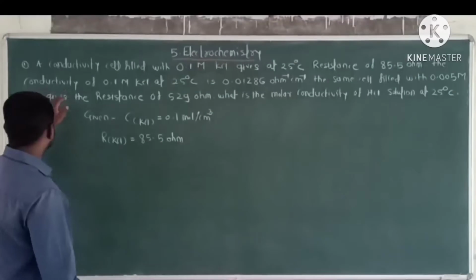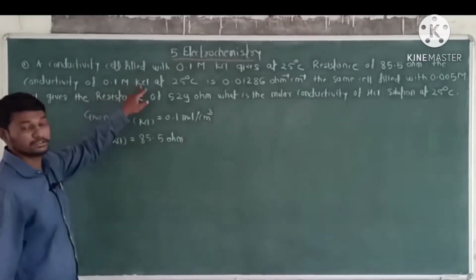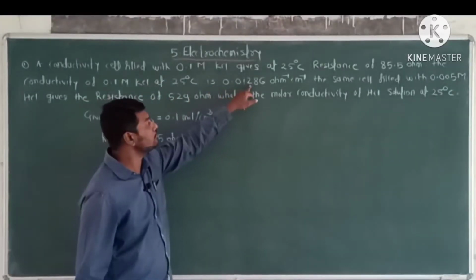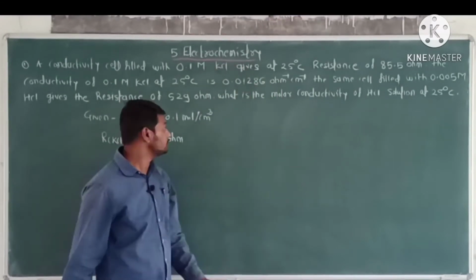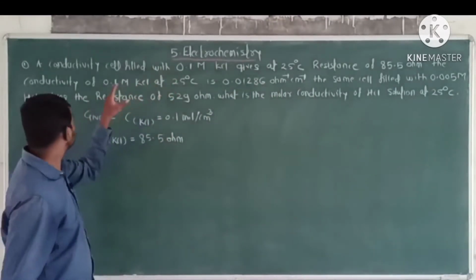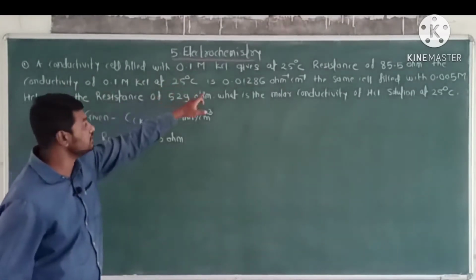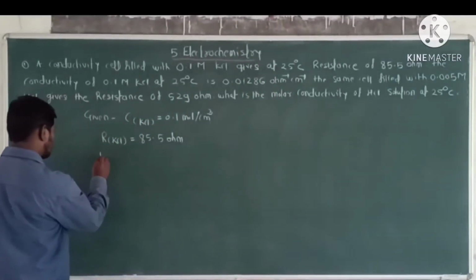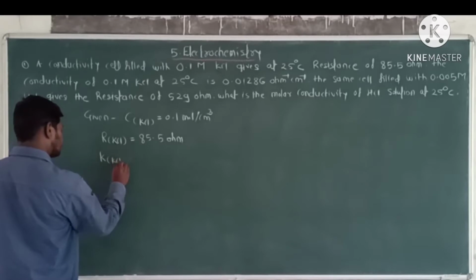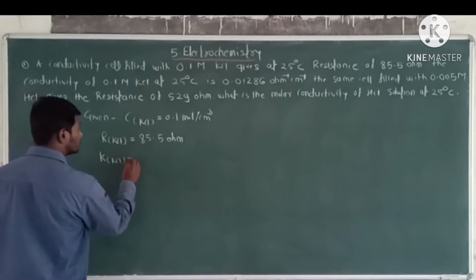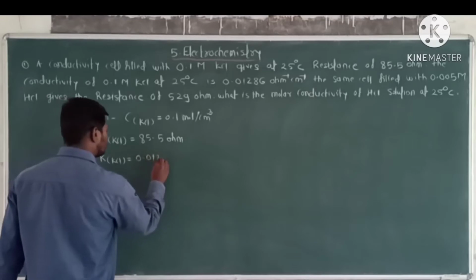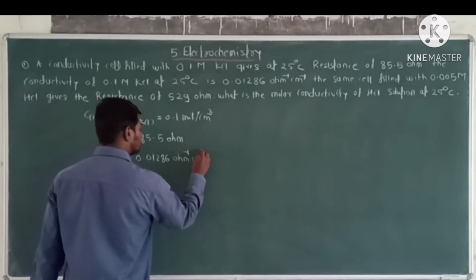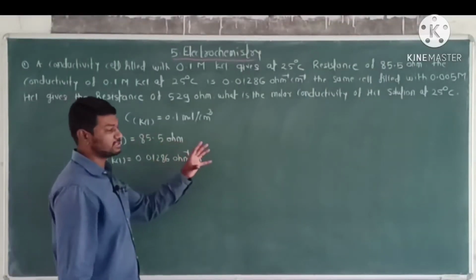The conductivity of 0.1 molar KCl at 25 degrees Celsius is 0.01286 per ohm per centimeter. This KCl solution gives a conductivity at 25 degrees Celsius of 0.01286 per ohm per centimeter. That is the conductivity K, the conductivity of the KCl solution, 0.01286 per ohm per centimeter.